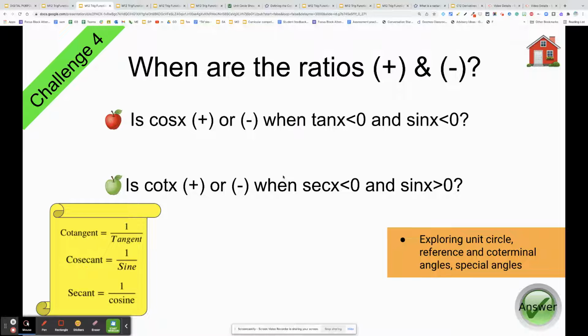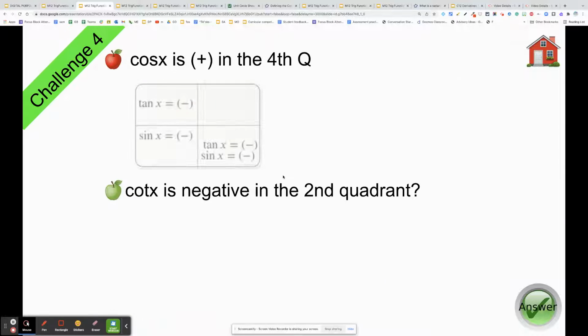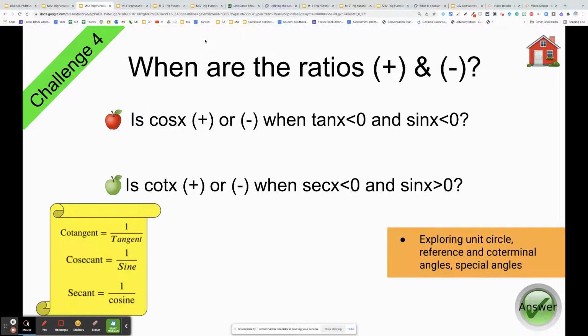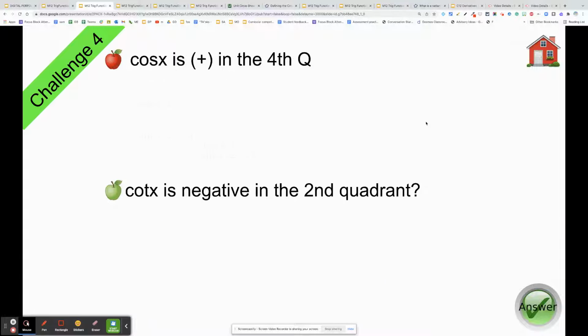And so when you draw that, what we're going to do is we draw the Cartesian plane, and cosine is positive in the fourth quadrant because tangent is negative in 2 and 4, and sine is negative in these two, and they agree in quadrant 4. So we must be talking about quadrant 4. So just to be clear, is cosine positive or negative when tan is less than 0 and sine is less than 0?